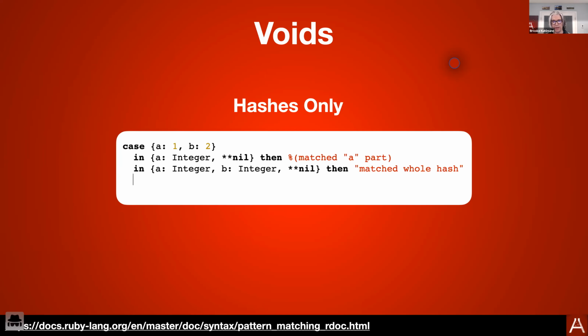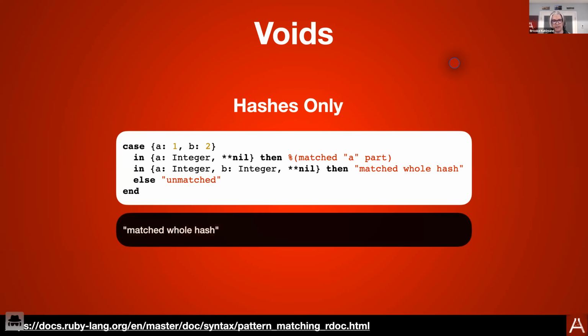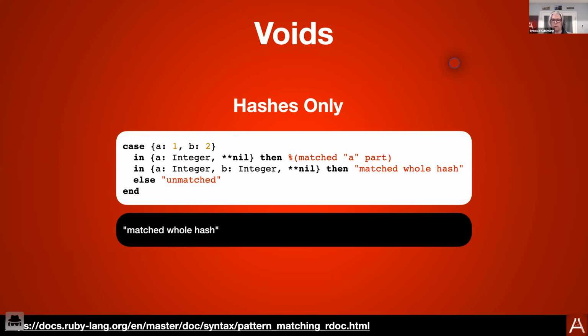We can also do voids. So this is special with hashes only, not arrays. And the way this works is we'll match on the whole hash here. And you might be thinking, hey, that's kind of weird. This pattern where I have the nils, the second one matched, why is that? Well, what's happening is you've got to have these at the end of the array or end of the hash. That's the only way it works.